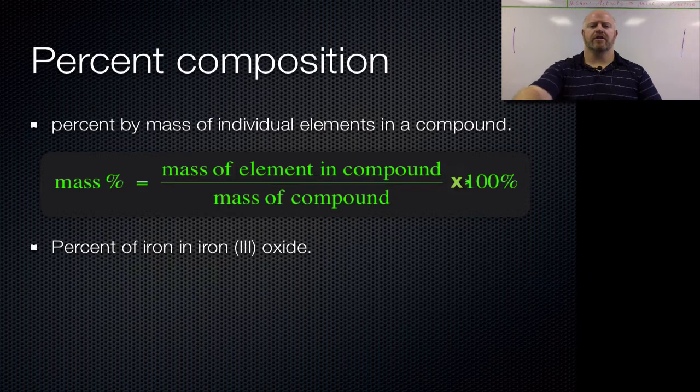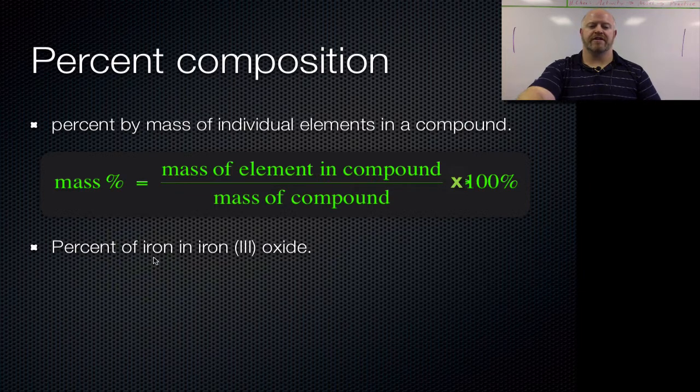If we take a look at our equation, your mass percent is just the mass of the element in the compound divided by the mass of the compound. So as long as you know how much mass each element contributes and you know the total mass, you can solve for percent composition. So let's go down here and actually solve this one together on the board.